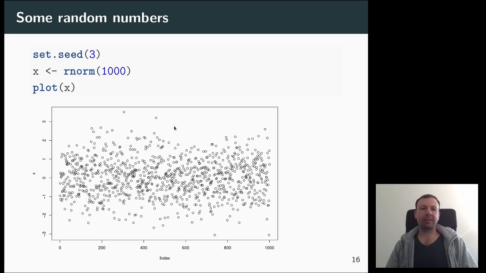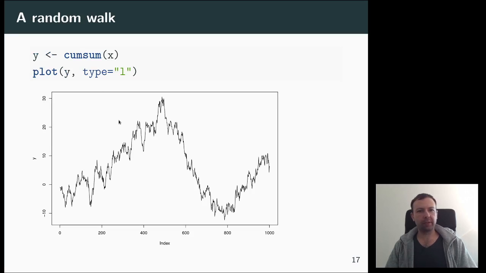Let's just generate some random numbers. Here I've put down some R code, which basically just generates 1,000 normally distributed numbers and plots them. Okay. And now, what about we just sum them all up? So let's do a cumulative sum over these randomly generated numbers. And now I think this plot probably looks a bit familiar to all of you.